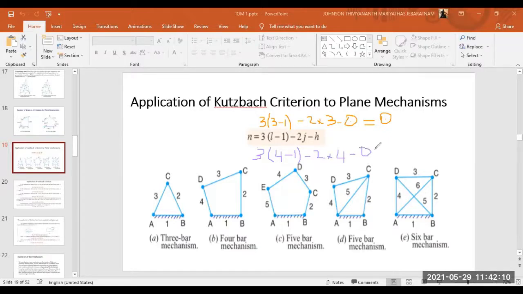When you solve it, I have 4 minus 1, that is 3, 3 into 3 is 9, 9 minus 2 into 4, which is 8, so 9 minus 8 is 1. So for this 4-bar chain, the number of degrees of freedom is 1, which means it can move in 1 direction. Then we come to the 5-bar chain. Again I will change the color.